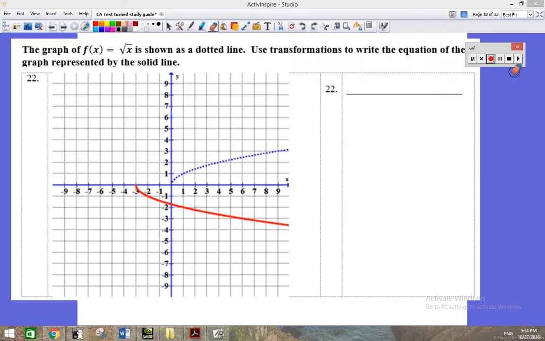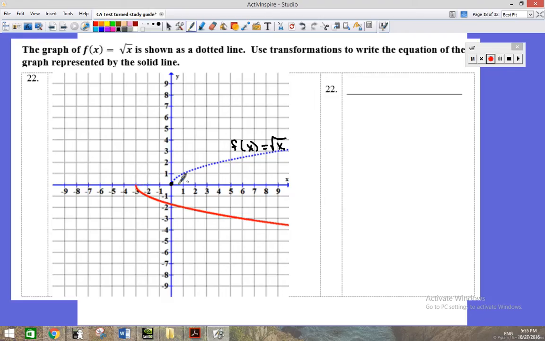Let's take a look at problems 22 and 23. They give us a parent function, and they tell us that it's the dashed line. Now, you won't be able to see it as blue on your Xerox test, but it will show up as a dashed line, and this is the square root function. And we're going to apply transformations to write the equation for the one that's in red here.